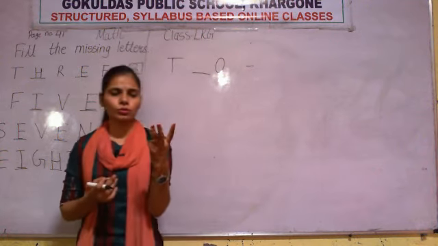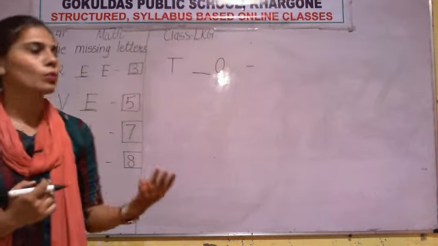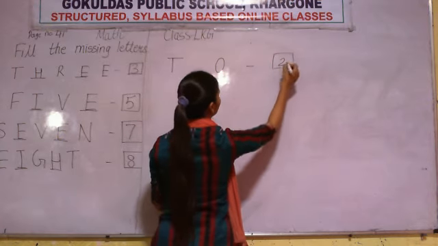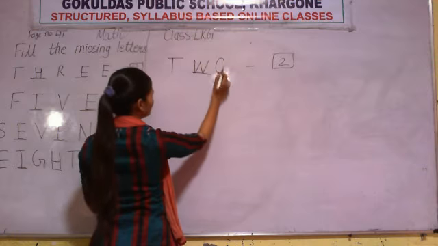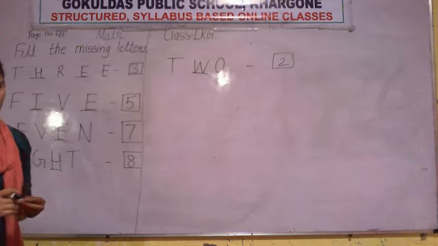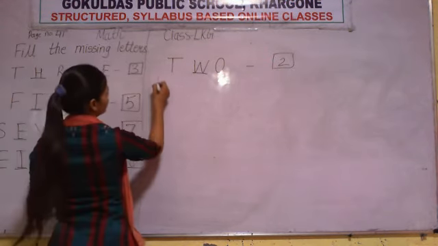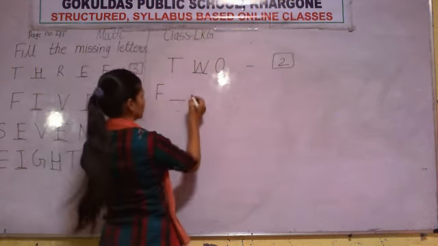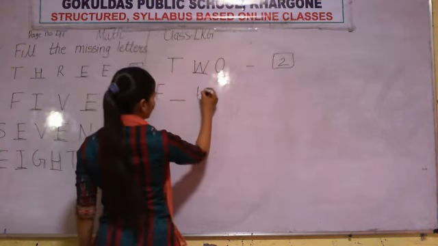T-W-O, 2. Count on your finger. T-W-O. So same you write here. What is the name of number 2? T-W-O, 2. Okay, so now next, F, sleeping line, U, sleeping line.